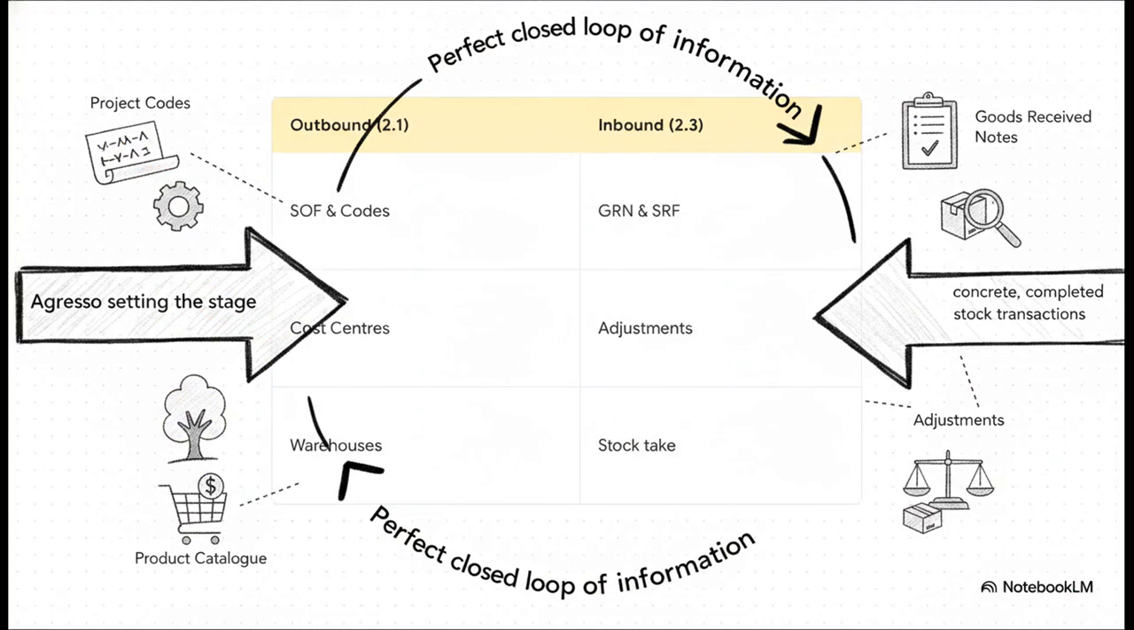And this brilliantly illustrates the beautiful symmetry of this data journey. On the left side, you've got step 2.1. This is the outbound foundational setup, codes going out, stuff like source of funds, DEAs, cost centers. That's Agresso setting the stage. But then on the right side, in step 2.3, we see what Agresso pulls back inbound. It grabs concrete, completed stock transactions. It's pulling the GRNs, stock releases, adjustments, and the results of stock takes. It's a literal exchange of setup codes for concrete operational results, a perfect closed loop.